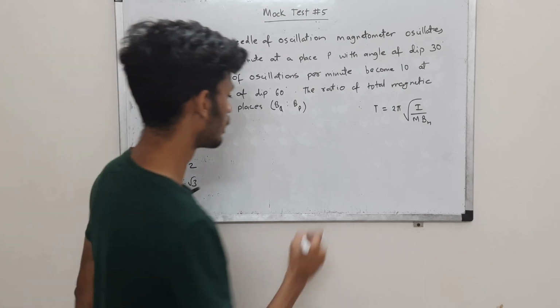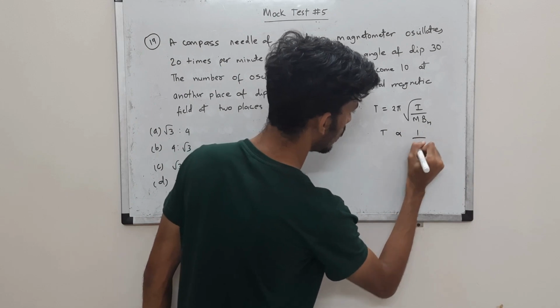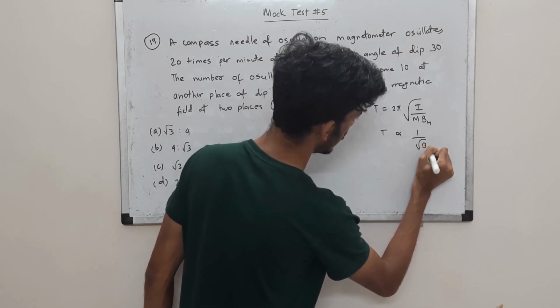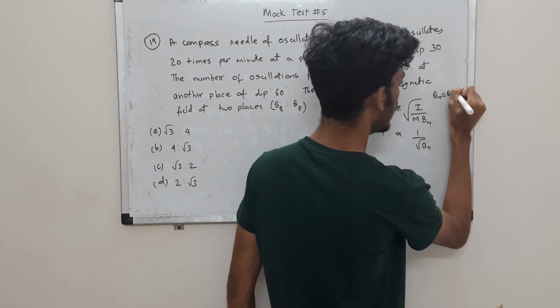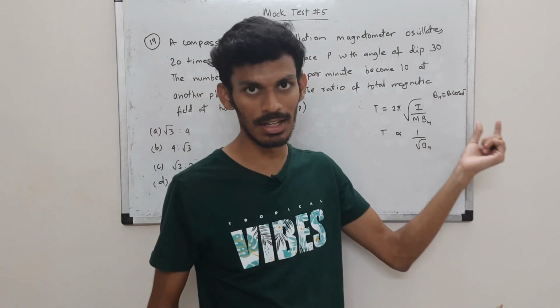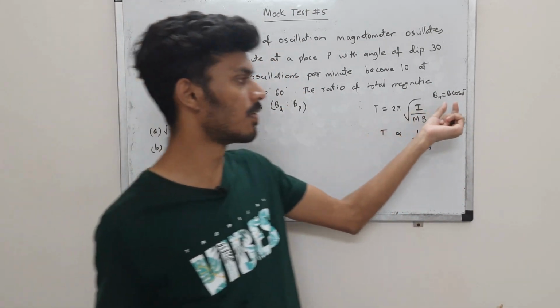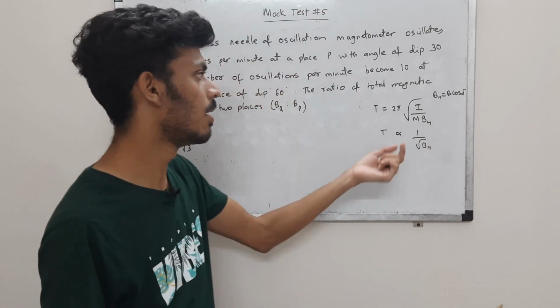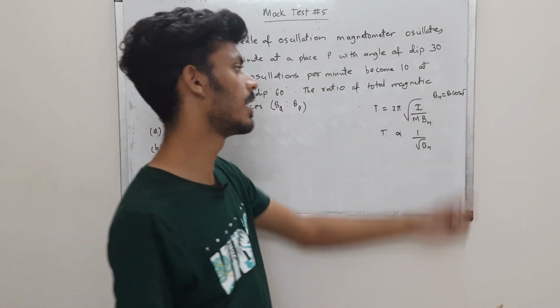So here what we are going to do, we can say that time period is inversely proportional to the root of BH, and this BH is nothing but the net magnetic field, the cos component of it. The cos component of the net magnetic field. We want the relation BQ by BP in terms of net magnetic field. So BH is B times cos delta, where delta is the angle of dip.